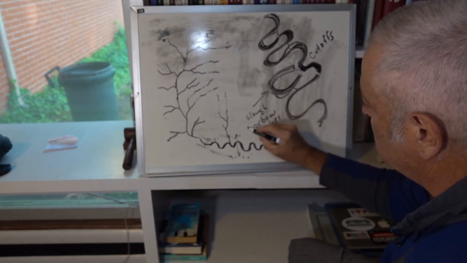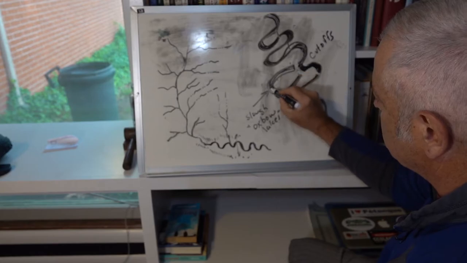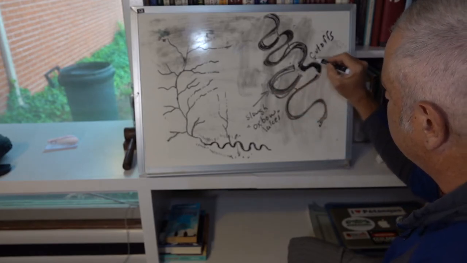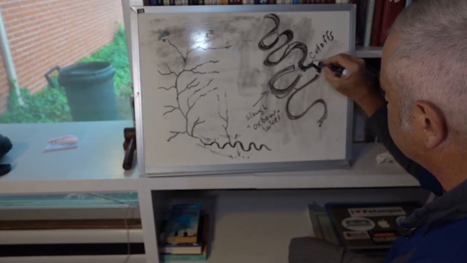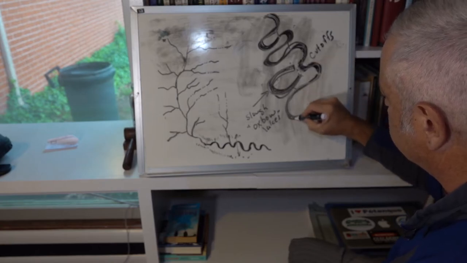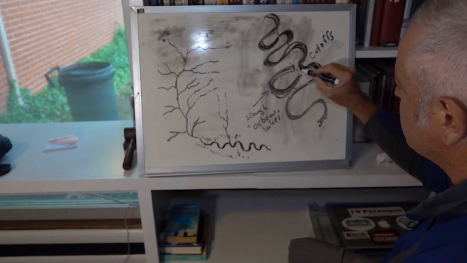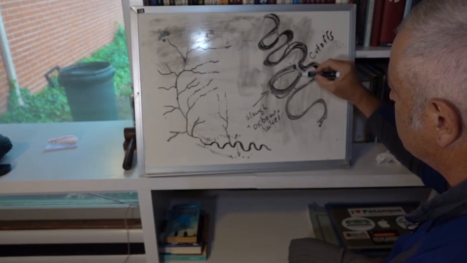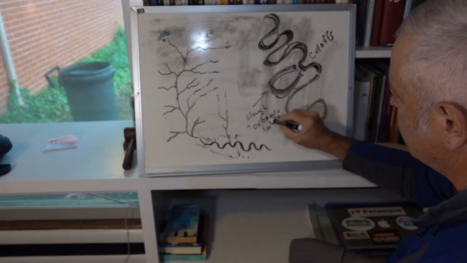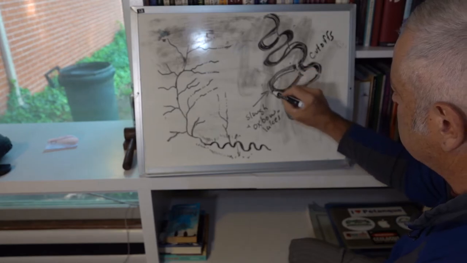Oxbow lakes are these slack water regions where there's been a cutoff, and that cutoff has caused the flow of water to go by this area. The low velocity zone fills in with sediment, and then these oxbow lakes form out in here.